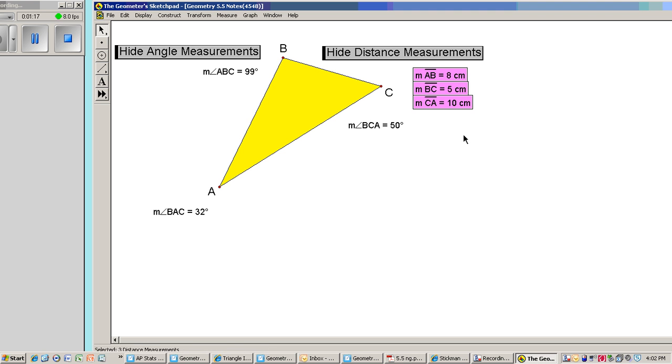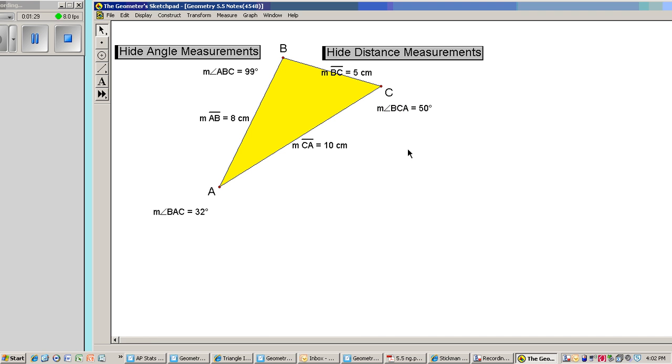Our side measurements here are: AB is 8 centimeters long, BC is 5 centimeters long, and CA is 10 centimeters long. Now there's a relationship between the side lengths and the angle measures in a triangle. Are you able to figure out what that relationship is by looking at this diagram?